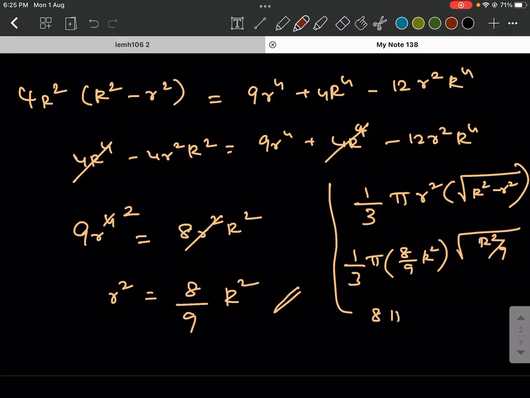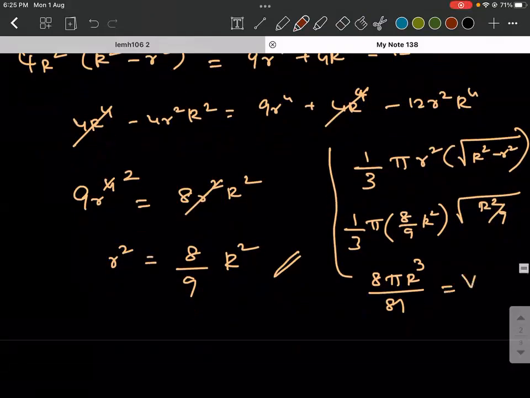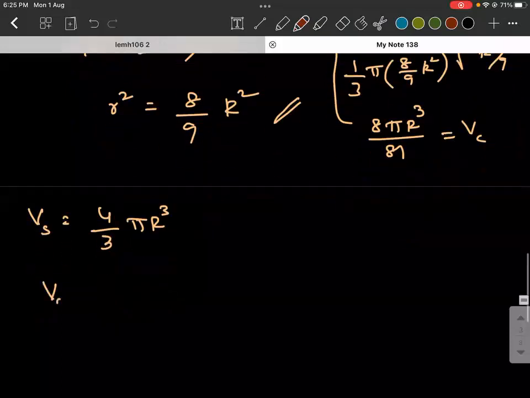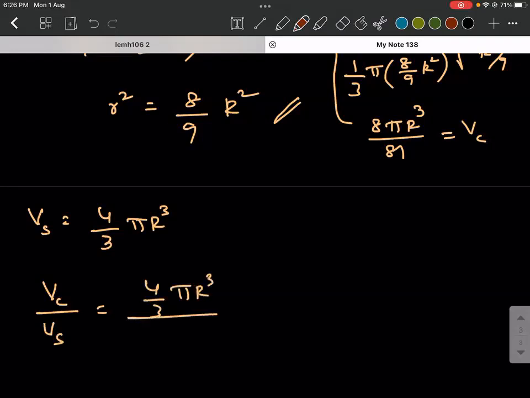So it becomes 8πR³ divided by 9 into 9, which is 81. This is the volume of the cone. The volume of the sphere is another: 4 by 3 πR³. So divide both. Volume of cone by volume of sphere is equal to 8πR³ by 81 divided by 4 by 3 πR³. πR³ are gone, 2 times. This is 27.